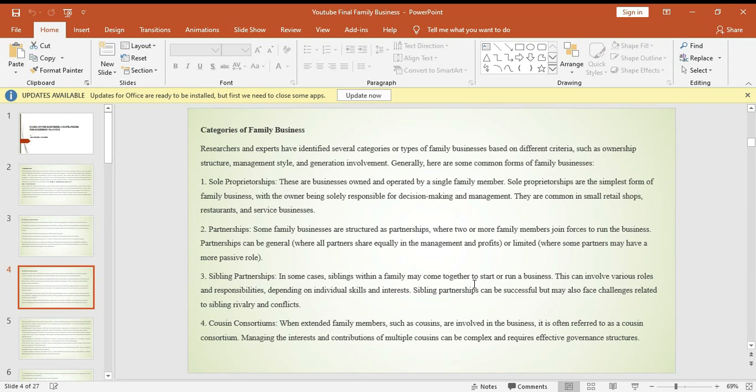Four, cousin consortiums. When extended family members, such as cousins, are involved in a business, it is often referred to as a cousin consortium. Managing the interests and contributions of multiple cousins can be complex and requires an effective governance structure.